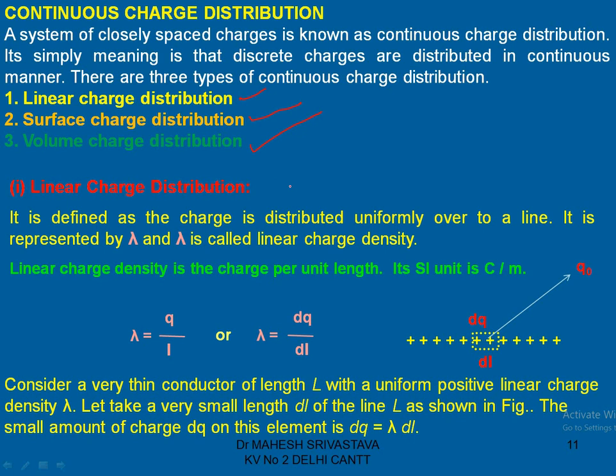The first one is linear charge distribution. It is defined as the charge distributed uniformly over a line. It is represented by lambda, and this lambda is called linear charge density, that is charge per unit length, and its SI unit is coulomb per meter. Mathematically we write lambda equal to q upon L or lambda equal to dq upon dl.